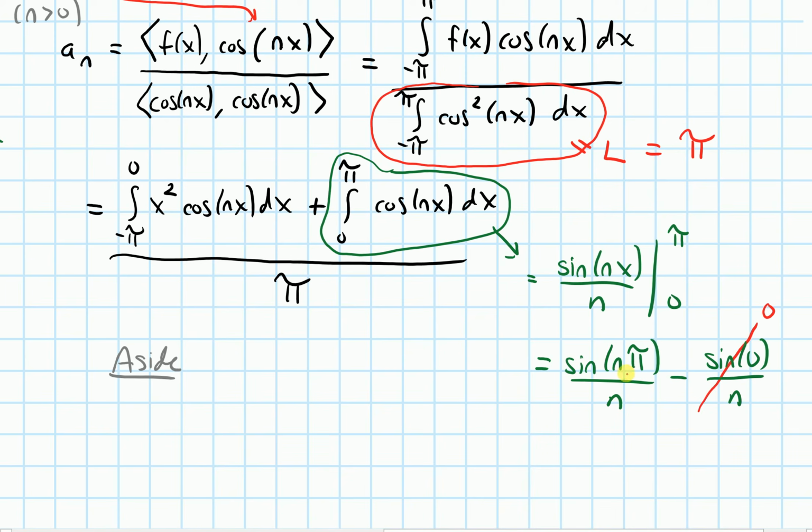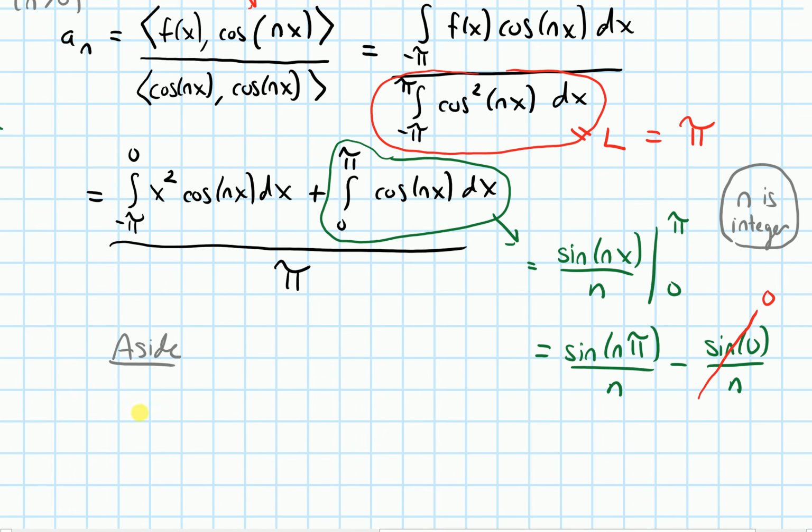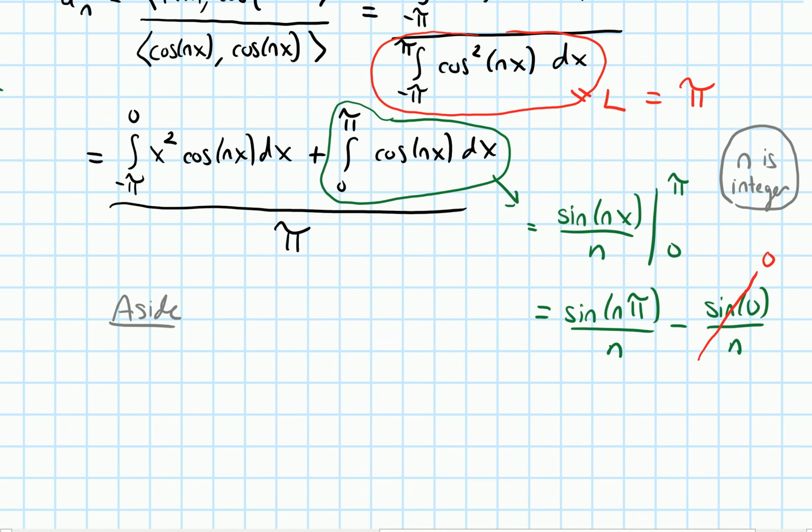So sine of n pi, maybe you might know what this is. Remember here, n is an integer. So you might know what sine of n pi is. But I want to do a brief aside just to do a quick review, because when we calculate these Fourier coefficients, we end up seeing sine of n pi and cosine of n pi a lot. So I want to do a brief review for what those are.